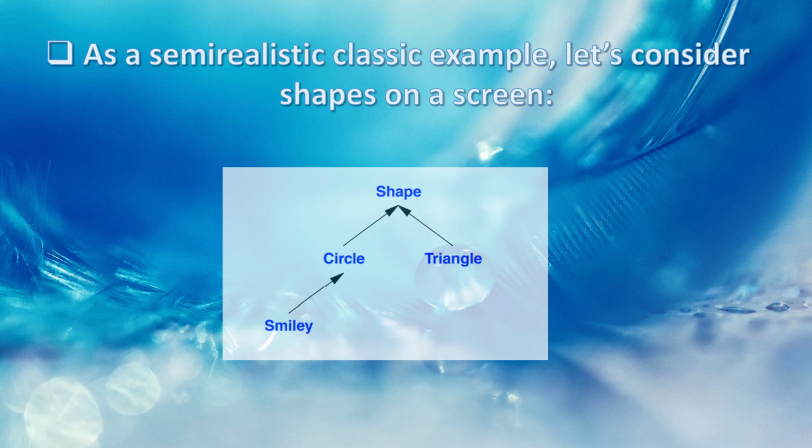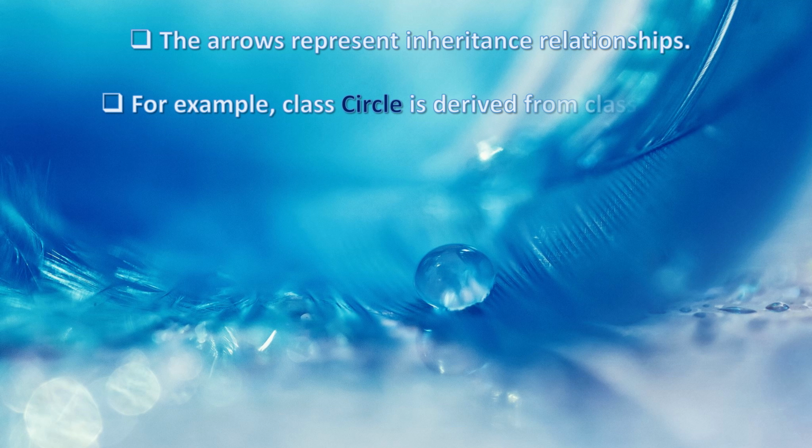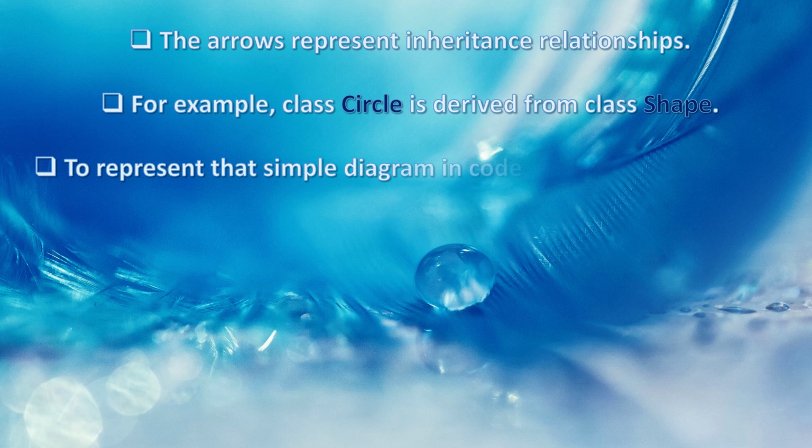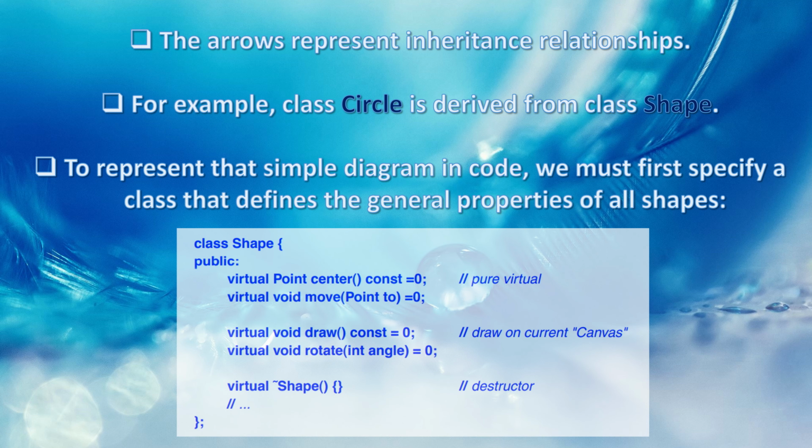Smiley, circle, shape, triangle, shape. The arrows represent inheritance relationships. For example, class circle is derived from class shape. To represent that simple diagram in code, we must first specify a class that defines the general properties of all shapes. Class shape.